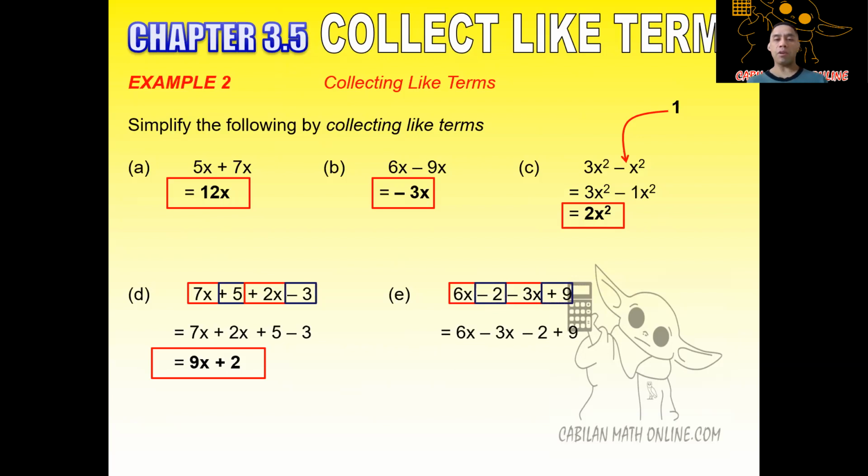Now for the final step, again, you're only going to simplify the like terms. So starting off with 6x minus 3x, that gives me 3x, and then negative 2 plus 9 is going to give me plus 7. So the final answer for this will be 3x plus 7.